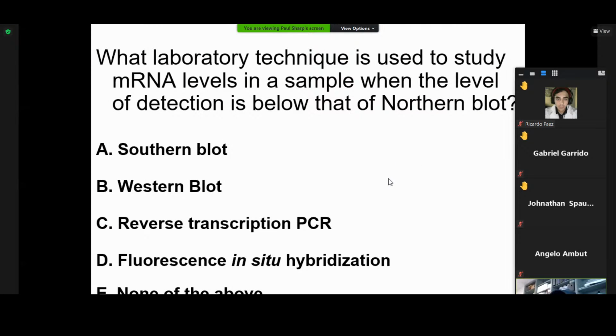Okay, so over here we've got a question. We're going to start out with a couple of questions. It says, what laboratory technique is used to study mRNA levels in a sample when the level of detection is below that of northern blot? So you initially tried to do northern blot, but you can't visualize anything on the gel, and that's probably just because your mRNA levels are too low. If you can't visualize with northern blot, what might you want to utilize? I want you to put your answer choice in the chat.